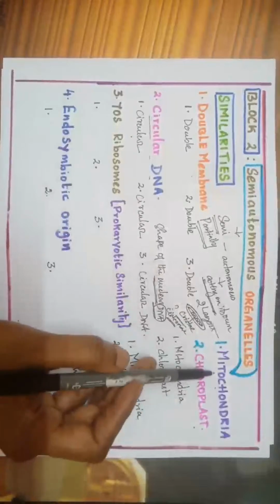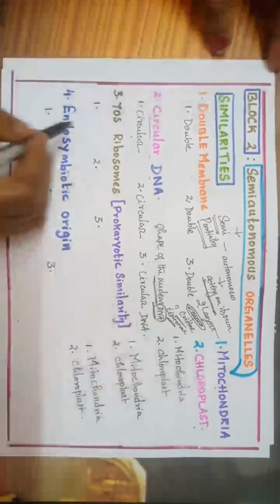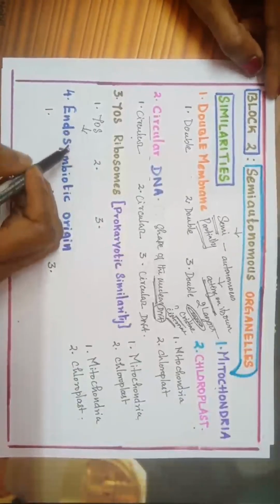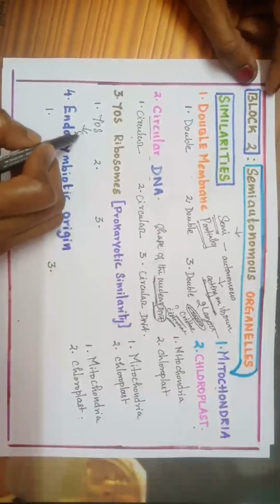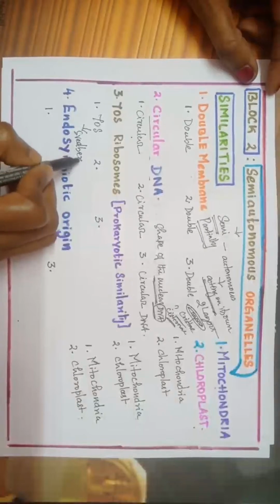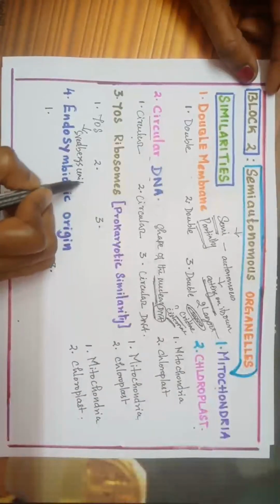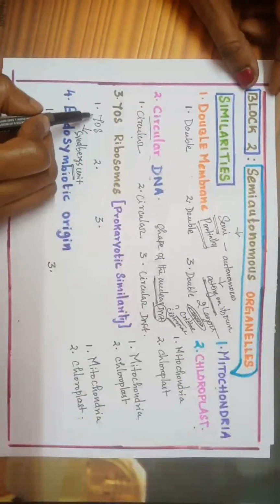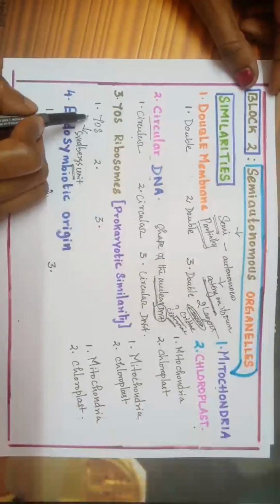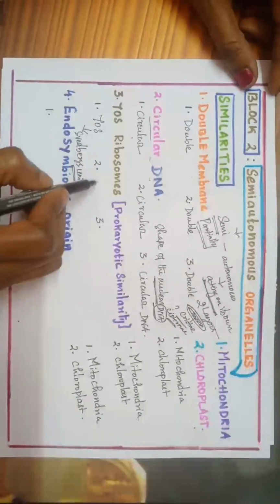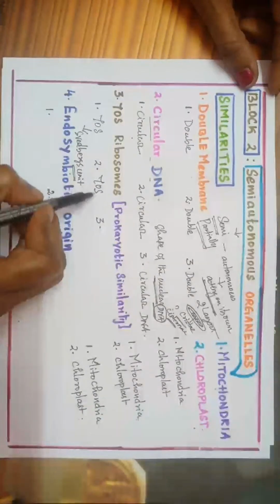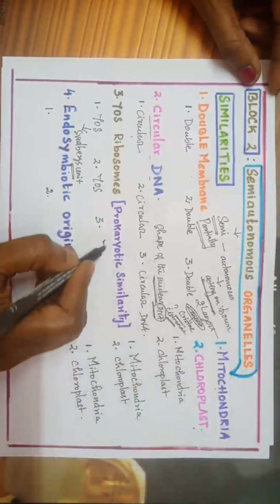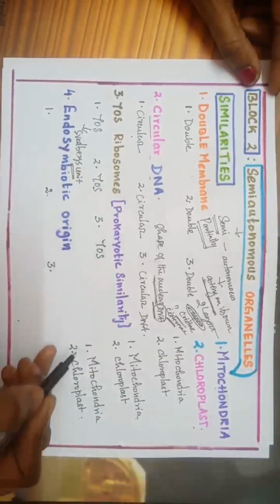Next, we saw that they have ribosomes. What type of ribosomes? 70S. What does S mean? Already we studied this: Svedberg's unit. If you are able to remember, I'll be very happy, because you have scored marks for that. What type of ribosomes are seen in mitochondria and chloroplast? 70S ribosomes.